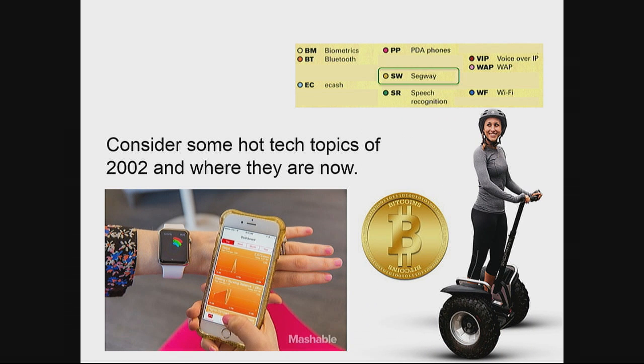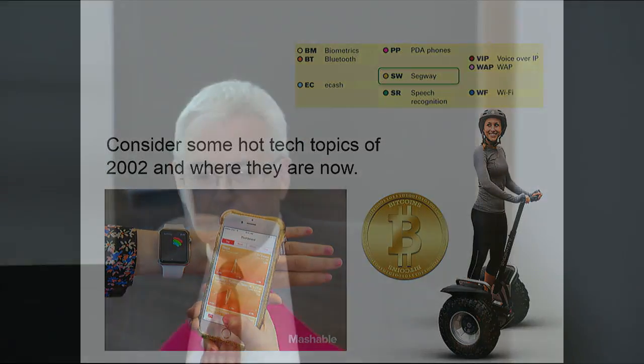Segways, finding niche use, shall we say. So everything that's exciting doesn't turn out to have the same impact.